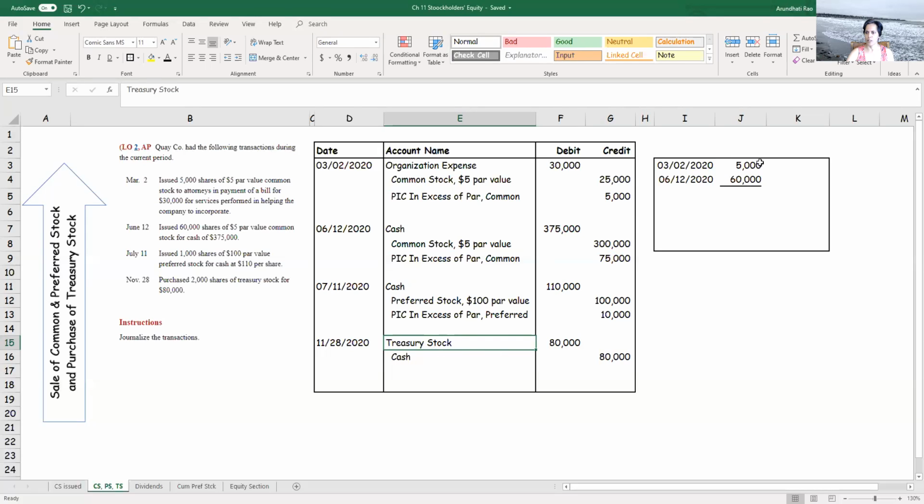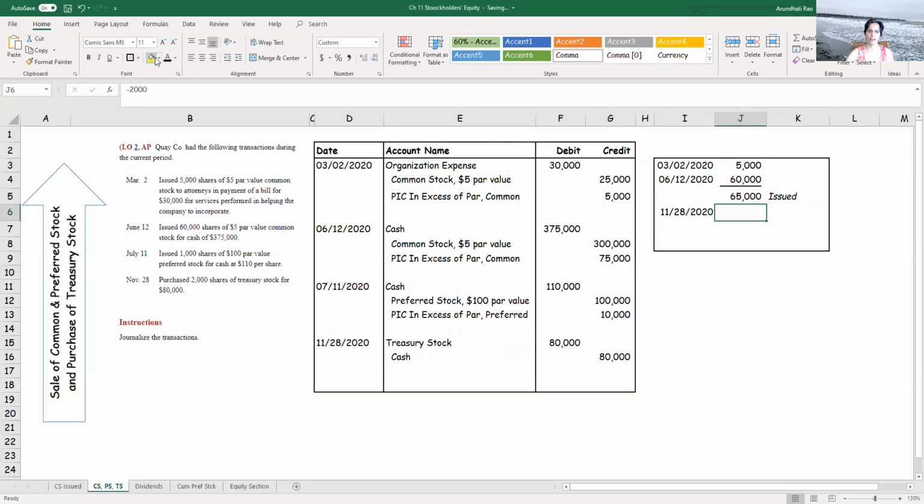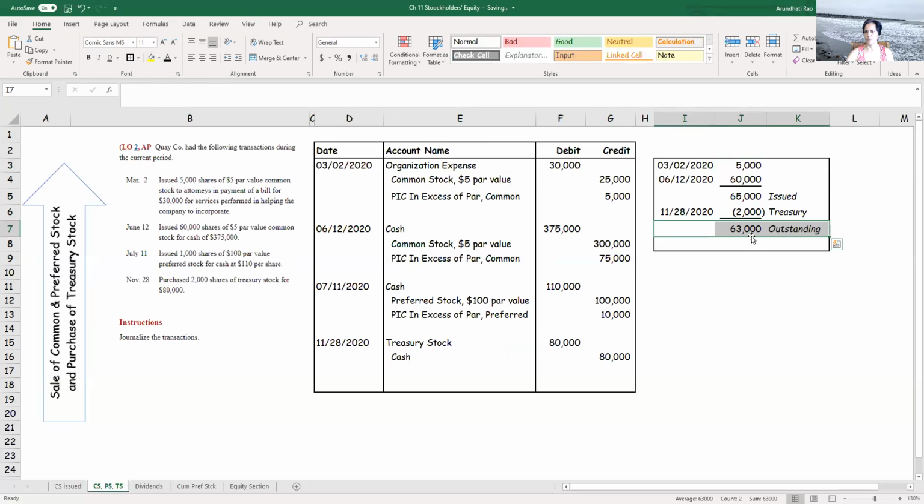So the reason this is important, the calculation I'm doing over here is, again, remember we're doing only the common shares. I had 5,000 over here, and then another 60,000 I issued. So I have a total of 65,000 shares that were issued. This was sold to the public. How many did I buy back? I bought back 2,000 shares. This happened on November 28th. These 2,000 shares reduce the number of shares outstanding, and the number of shares I have outstanding at this point of time are only 63,000 shares outstanding. So the number of shares outstanding has decreased.